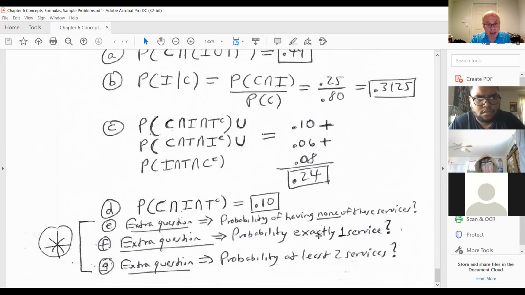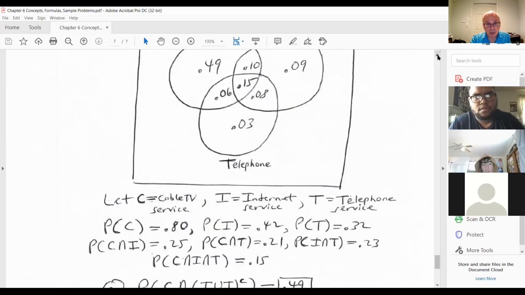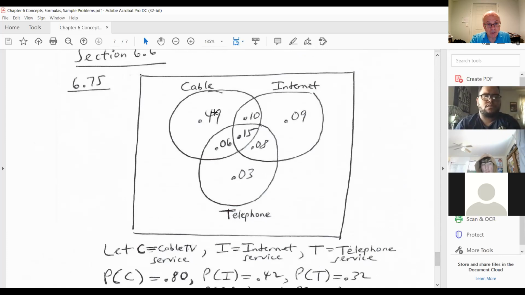What's the probability of exactly 1 service? Well, that would be the sum of these 3 numbers, .49, .09, and .03, wouldn't it? It would be cable only, internet only, telephone only. That's the probability of getting exactly 1 service. It's either cable only, internet only, or telephone only. So it's the sum of those 3 numbers, .49, .09, .03.